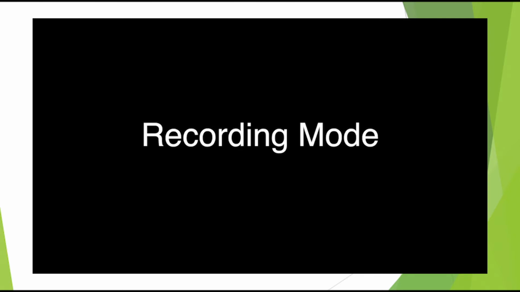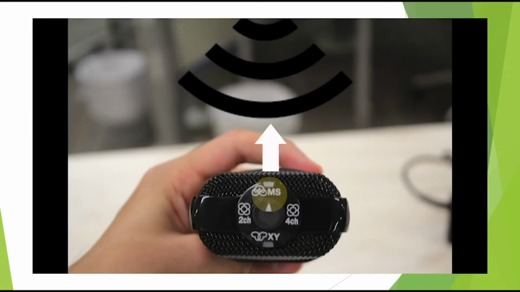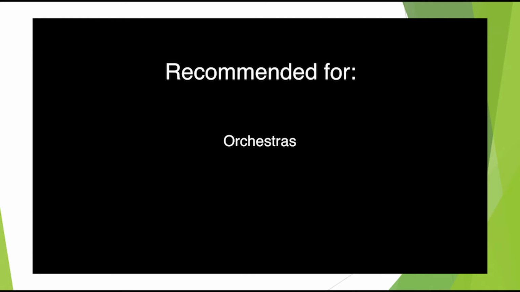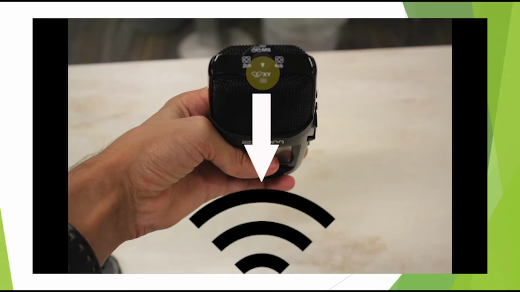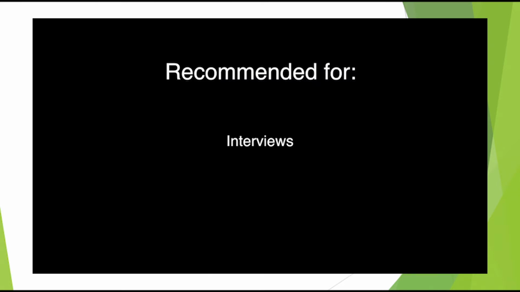To choose a recording mode, use the wheel on top of the recorder. Midside, also known as MS, uses a mid microphone in conjunction with two side mics to capture a wide stereo sound. This is recommended for orchestras, live concerts, and soundscapes. The XY option uses mics at 90-degree angles to capture a deep and accurate recording. This is recommended for interviews, live rehearsals, and field recordings.